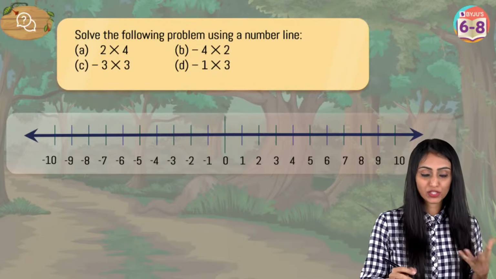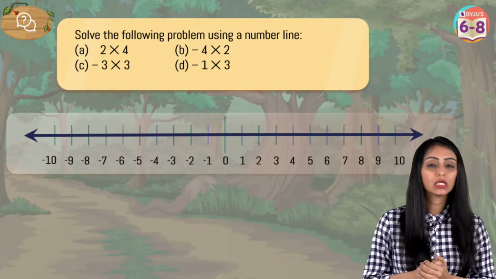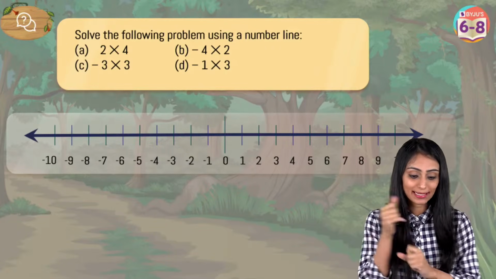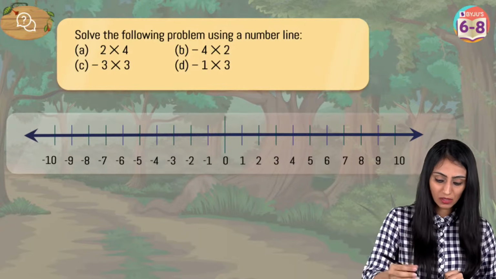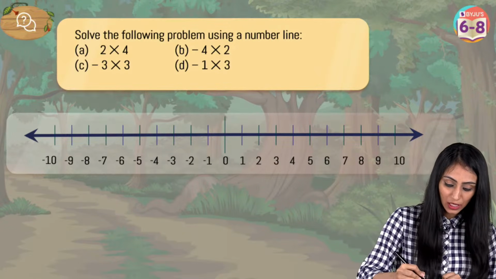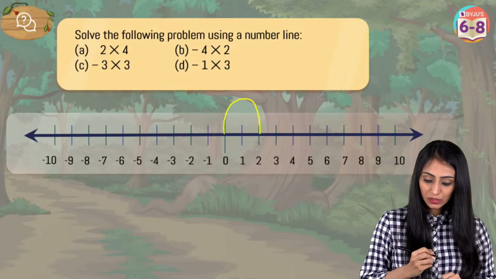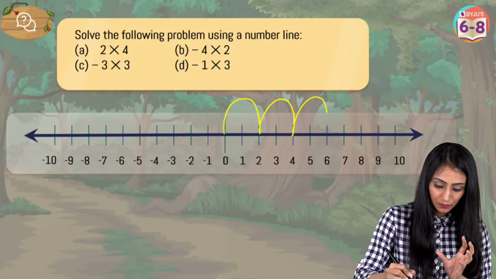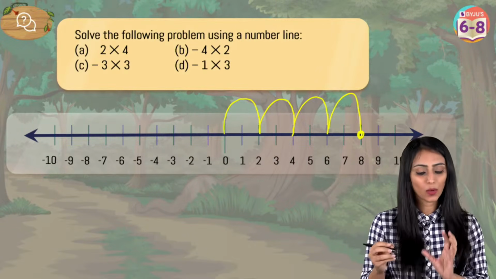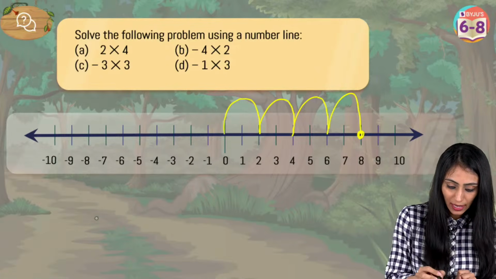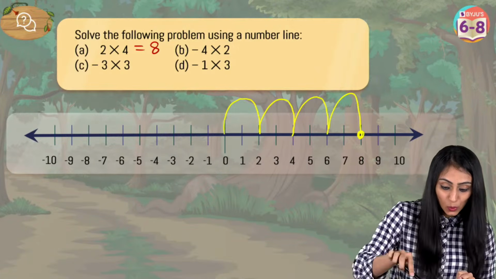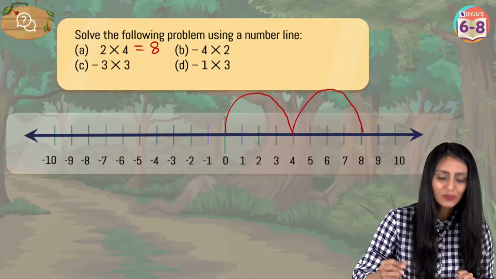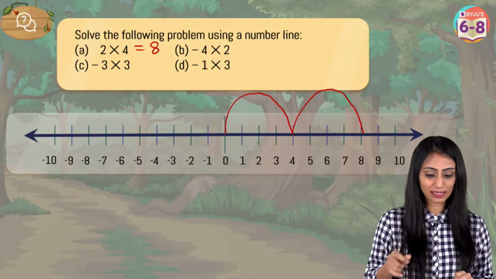Now let's try out some more questions to get a better understanding. Solve the following problem using a number line. Here we have 2 times 4. Just like the frog was hopping on this number line, let's use the same way. 2 times 4, both numbers are positive, so I'll be moving towards the positive side of the number line. We can make a group of 2, 4 times. Second time, third time, fourth time, we reach 8. One way to do it is this, right? So for the first one, I'm getting the answer 8. Another way to do it is to make a group of 4 and do it 2 times. That can also be done. Still we will be getting the same answer, right?